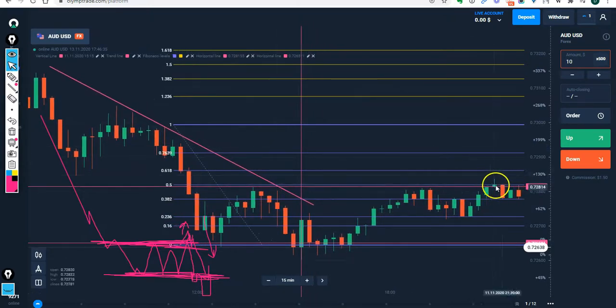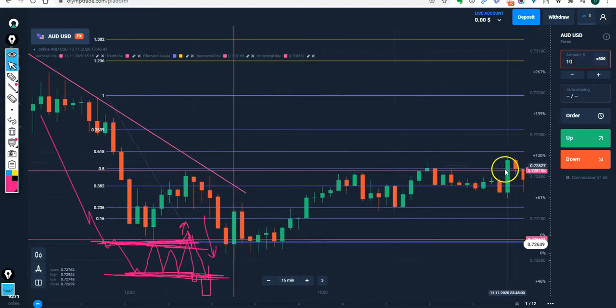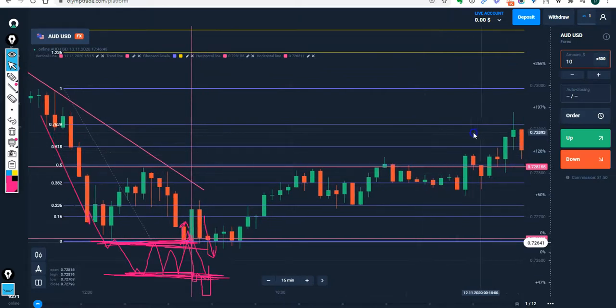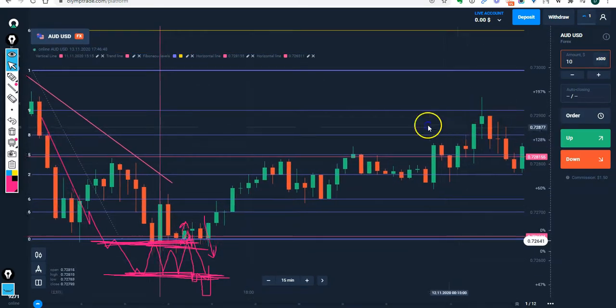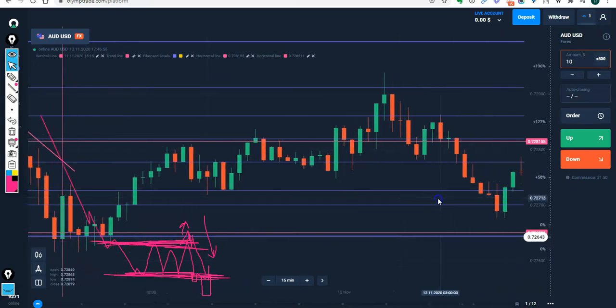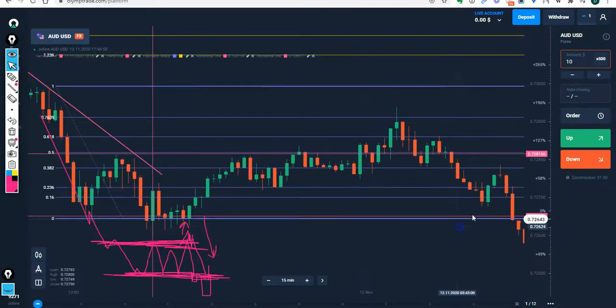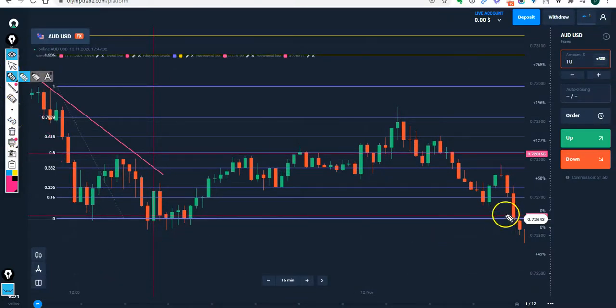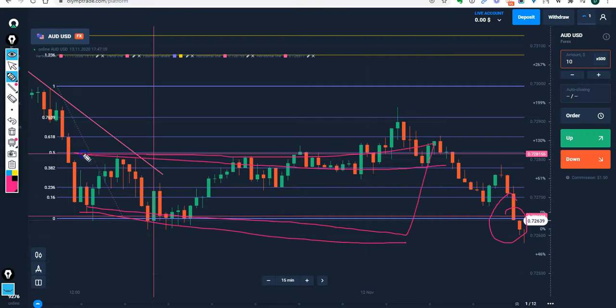So we can see that there was a small fake out here. The bigger the fake out, the better. And we can see, here we go, a big fake out. And we can see a continuation. It fakes out, comes back in, goes below, and then we can see the breakdown right here. So that will be the real breakout of this whole range right here.